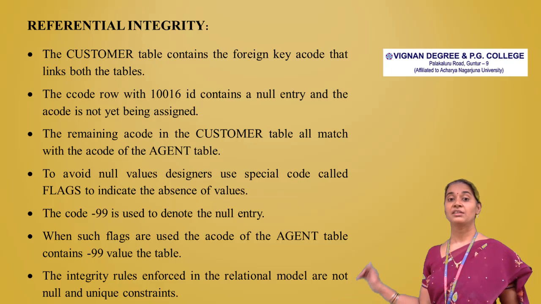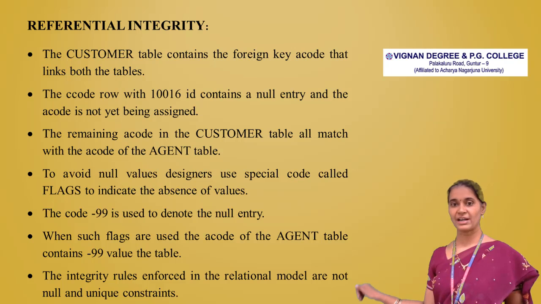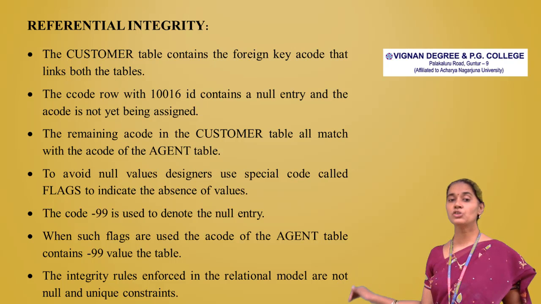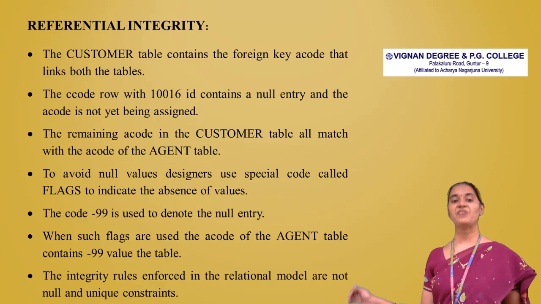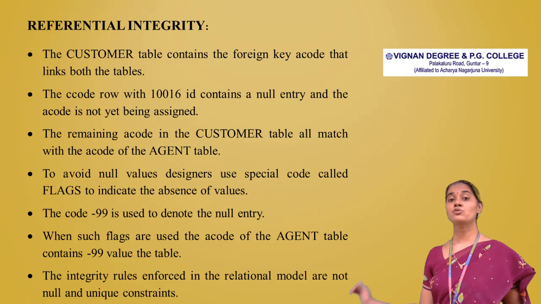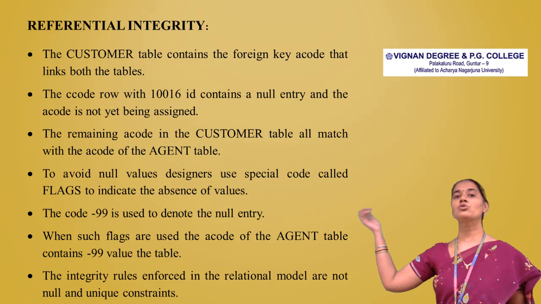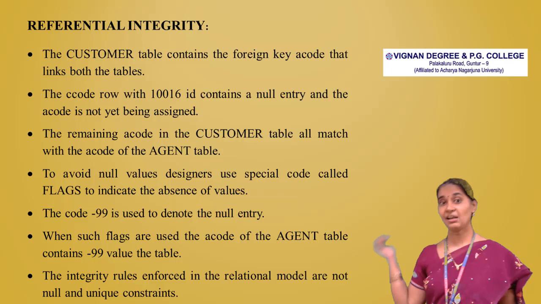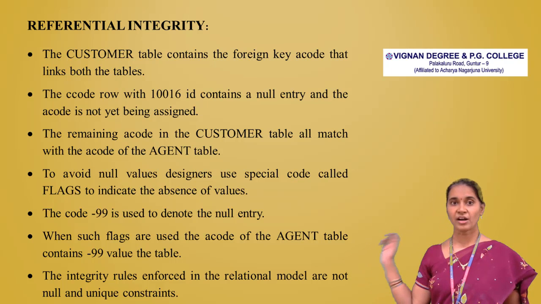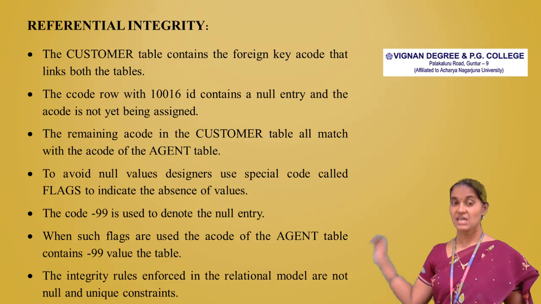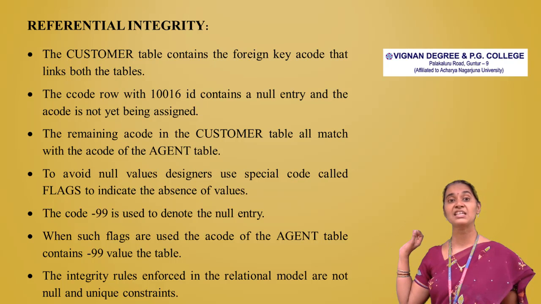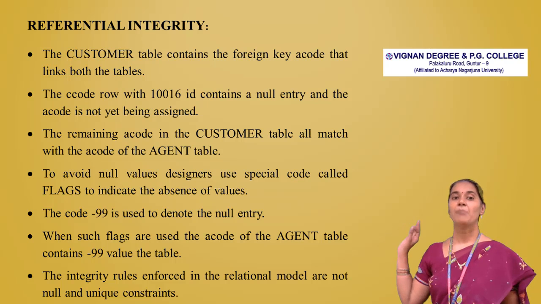To avoid null values, the designers have given a special code called flags, which are used to indicate the absence of values. If by mistake we forget to write any value, the designers give us an option to fill such absence with a special code called a flag. So what is a flag? A flag is nothing but the code -99, which is used to denote a null entry. If there are any null values in the foreign key, such null values are replaced with these flags, which is the code -99.